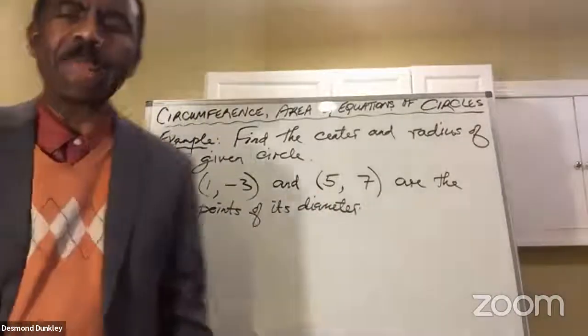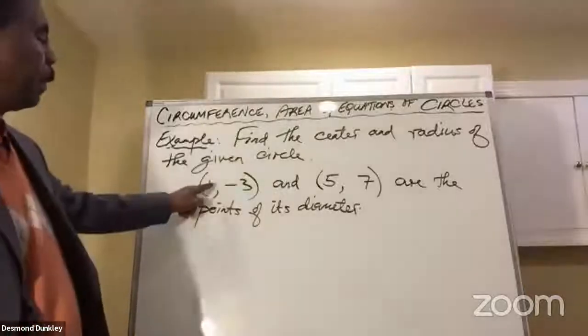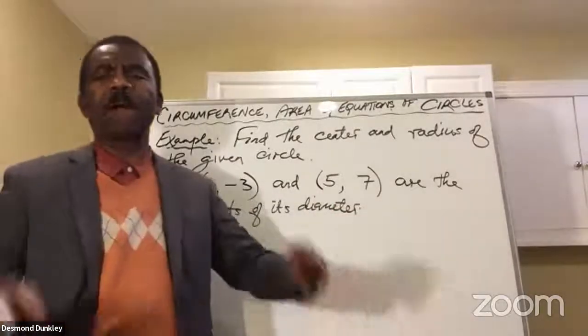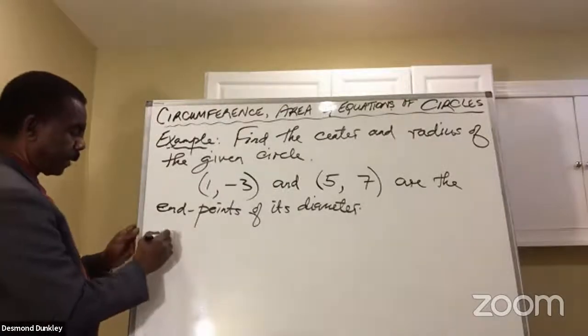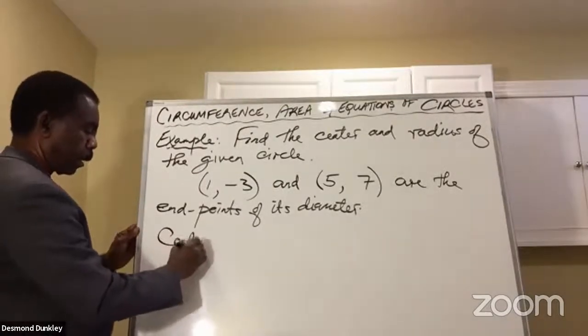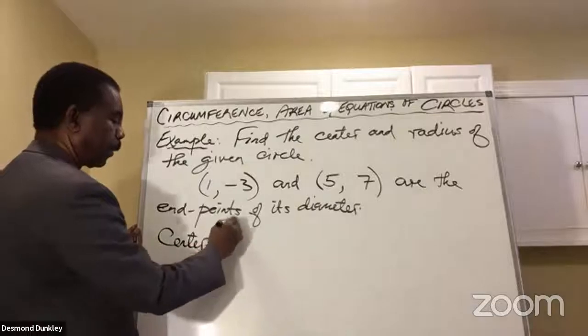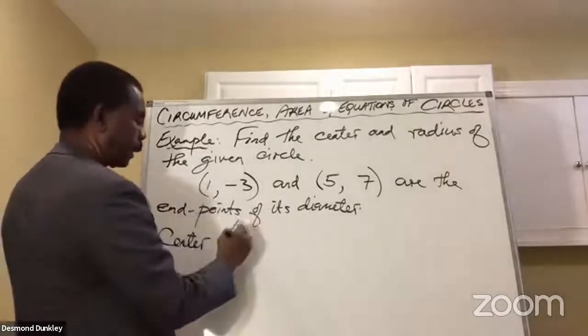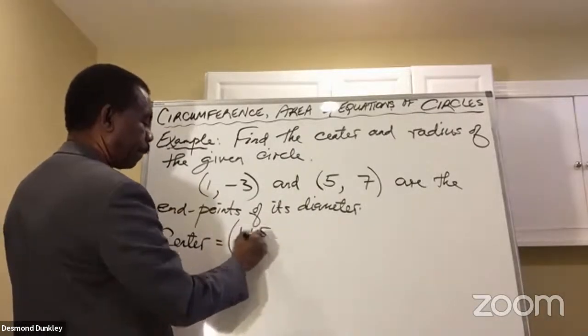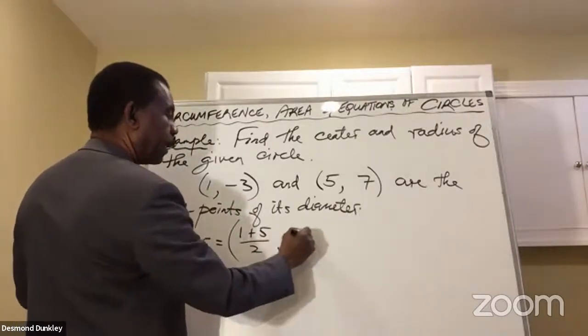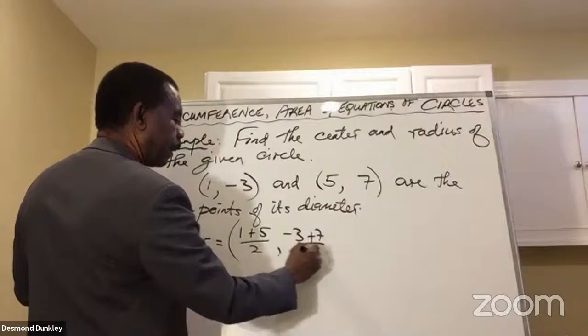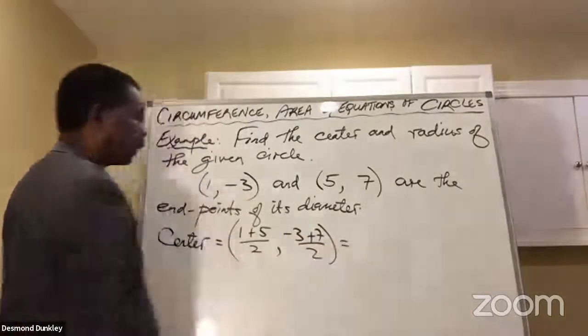Okay, so I gave you a diameter again. (1, -3) and (5, 7) are the endpoints of its diameter. So the center is going to be equal to the midpoint, which is 1 plus 5 divided by 2, and -3 plus 7 divided by 2. So what's that point?